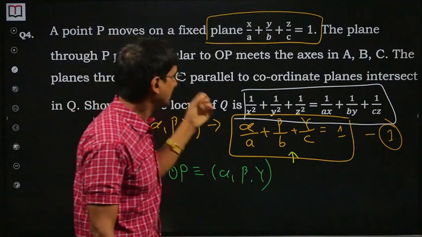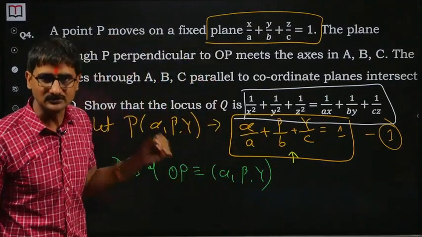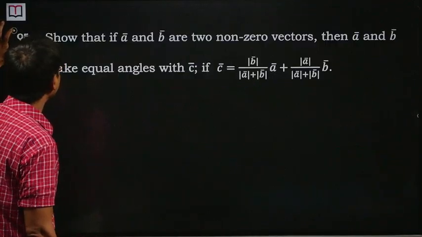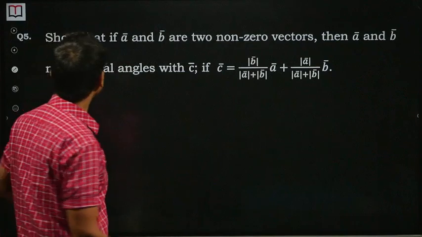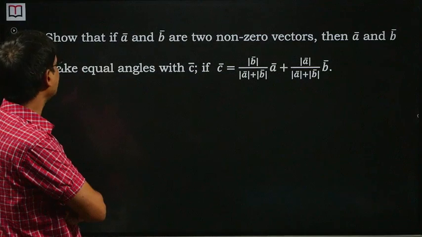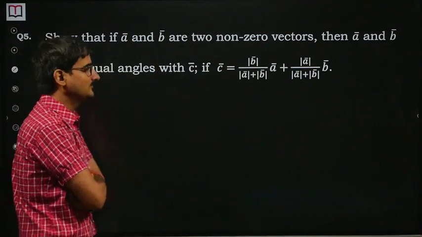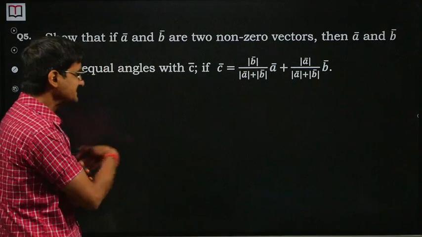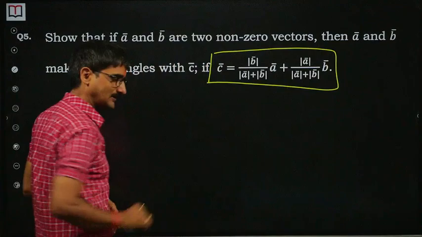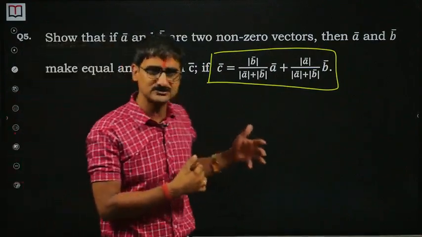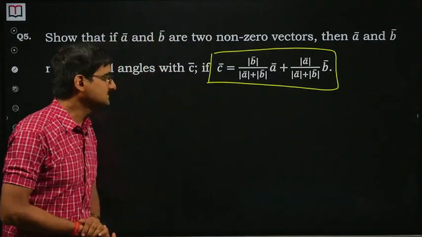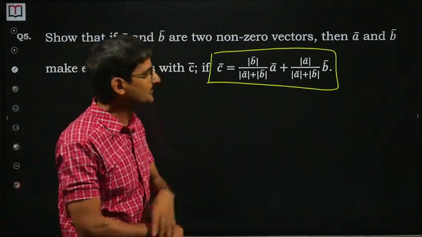So that was a question based on finding the locus under different given conditions. So I think we have one more such question here. The next question is, if vector A and vector B are two non-zero vectors, then A and B make equal angles with vector C, if this happens. I have shared these worksheets with the students here, so they are continuously solving it, and then we are discussing the questions.